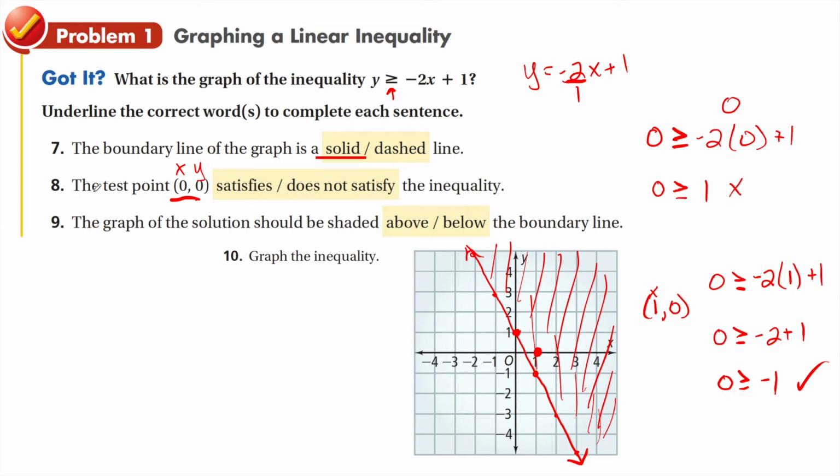So once again, the test point 0, 0 does not satisfy the inequality, and therefore the graph of the solution should be shaded above the boundary line. All right, last but not least, let's graph the inequality. It should look something similar to this. Let's see how I did. Nailed it. Perfect. Great work, everybody.